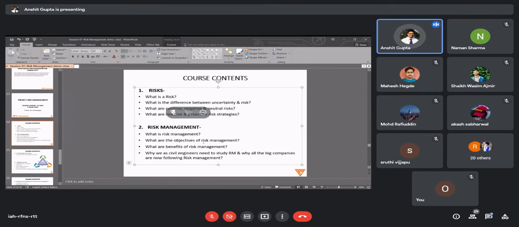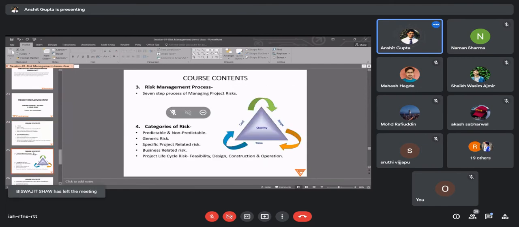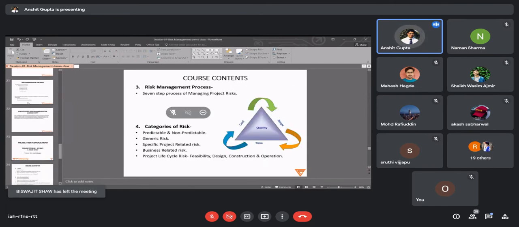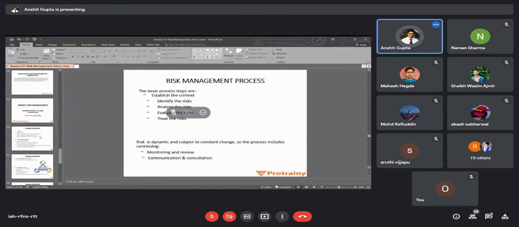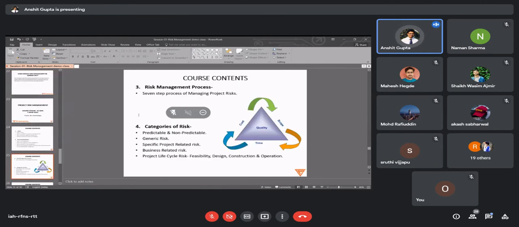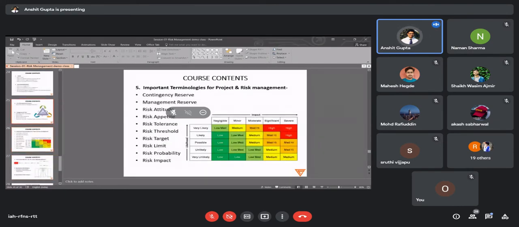What is risk management? What are its objectives, benefits? Why do we civil engineers need to study risk management? Then the 7-step process, of which we have only discussed the names right now, we will discuss in detail. It will take 3 to 4 sessions to discuss all these 7 steps of risk management in detail. Then we will see various categories of risk: predictable and non-predictable risk, generic risk, specific project related risk, business related risk, project life cycle risk, that is feasibility, design, construction, and operation. All these things we will discuss.